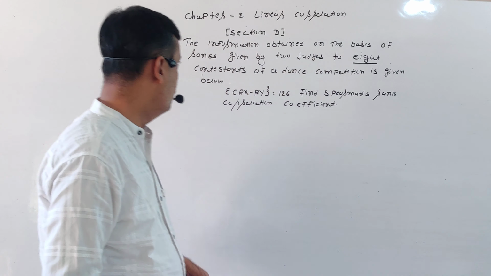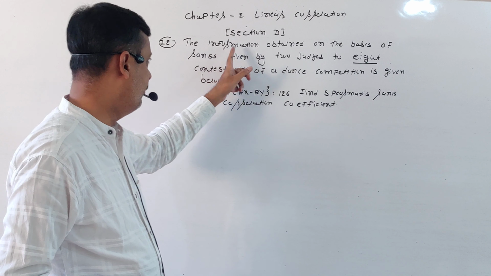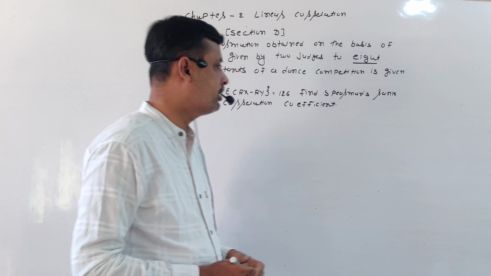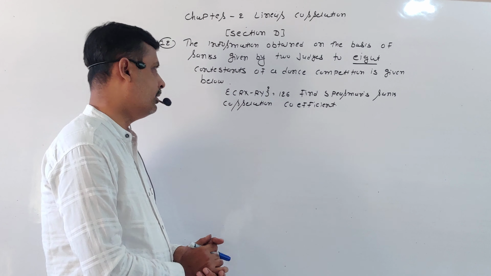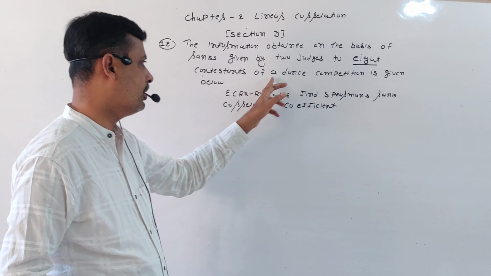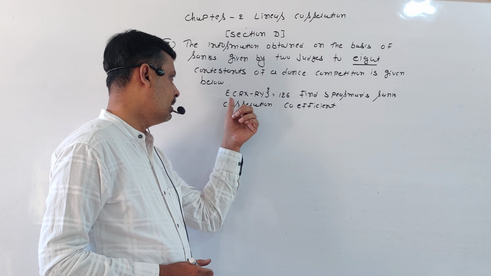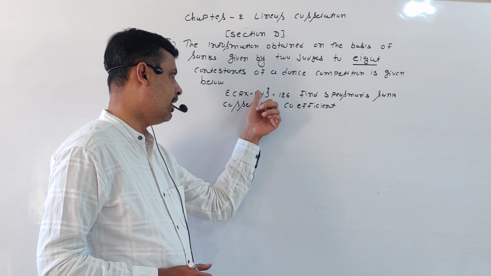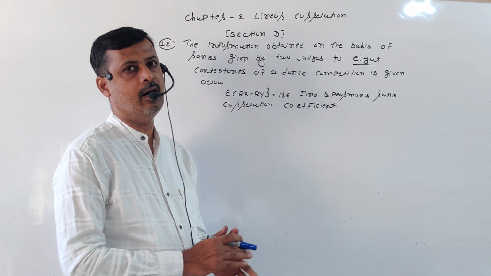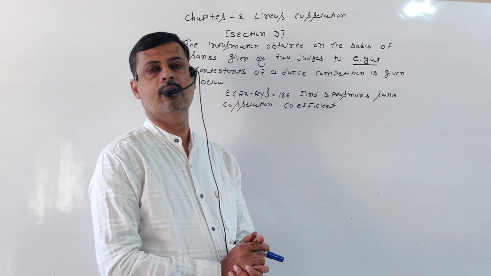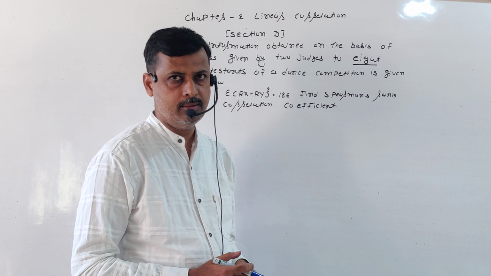Now section D, example number 12. The information obtained on the basis of ranks given by two judges to 8 contestants of a dance competition is given below. Sigma Rx minus Ry square, that is sigma D square, is 126, where Rx and Ry are the ranks given by the two judges. So here is a very simple example.